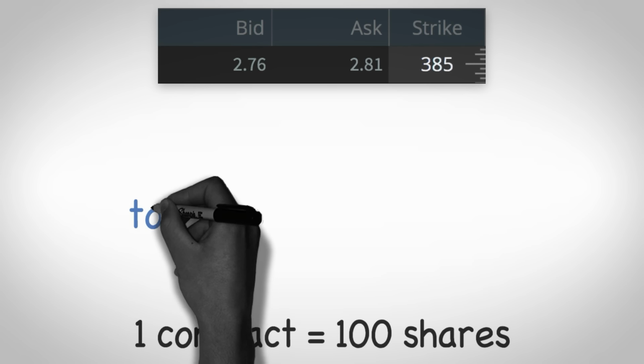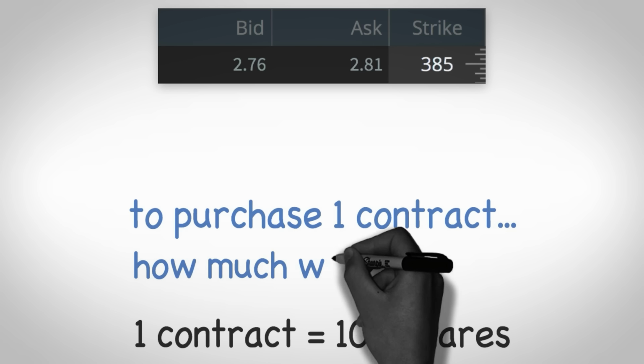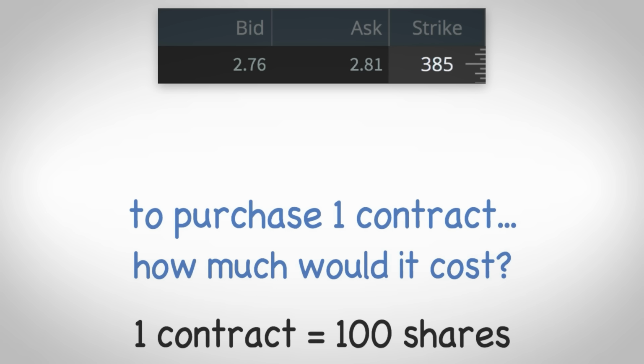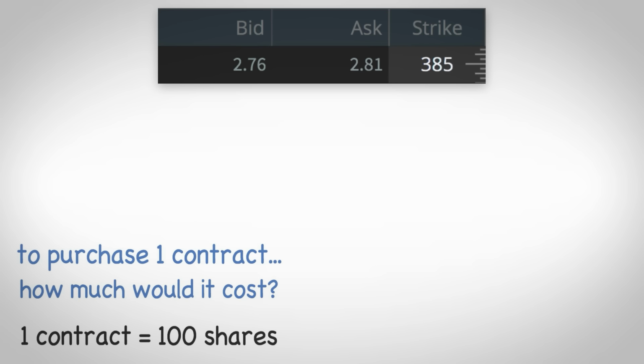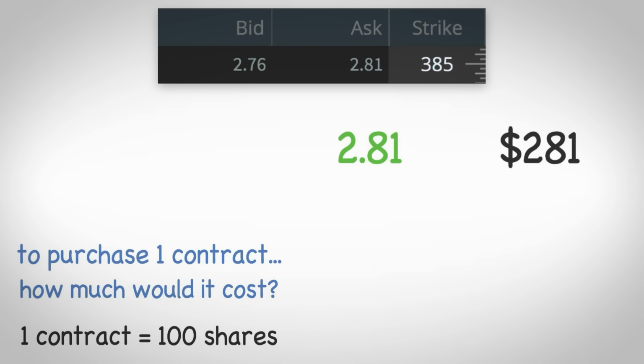So let's just say that we wanted to purchase one contract of this 385 strike call option. How much money would this actually cost us? Well, looking at this call option, you can see the bid price is $2.76 and the ask price is $2.81. So to buy this option, we would have to pay the ask price of $2.81. But here's the thing to understand. It's actually going to cost us $281 per contract. This is because since one option contract represents 100 shares, option prices will have a multiplier of 100.